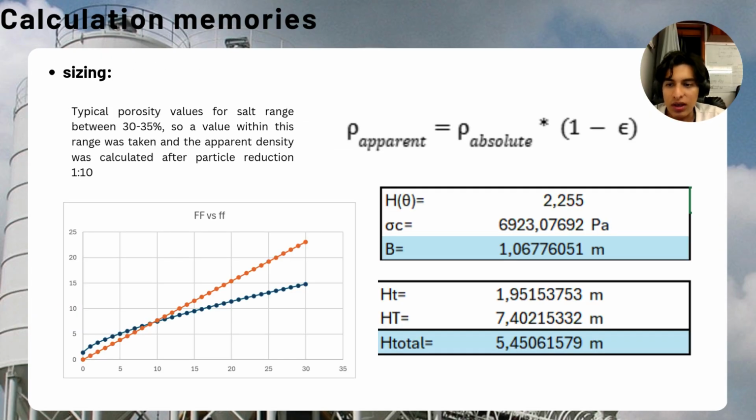Next, we have the sizing. In order to obtain the apparent density value of the system after the 1 to 10 particle reduction, the calculation was performed using the porosity range obtained from the literature. This was done to analyze the grading process and its distribution through a hopper connected to the pneumatic conveying system. With the obtained density value, we can proceed with the calculation of the hopper and the total height of the grading system. This calculation is performed in the same way as the silo.